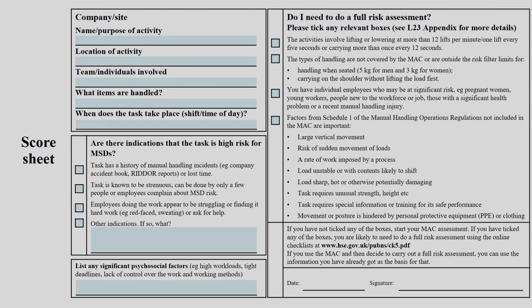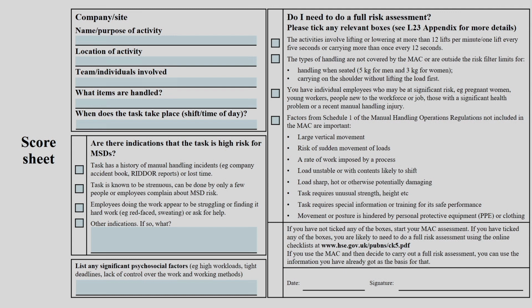Then, location, team or individual involved. If it is lifting and carrying, it is an individual. If it is a team, then it is 2 or 3 members doing the activity. What items they are handling is very important. Is it a bag? Is it a box? Is it something metallic? Item description is very important, so you are going to enter that here.